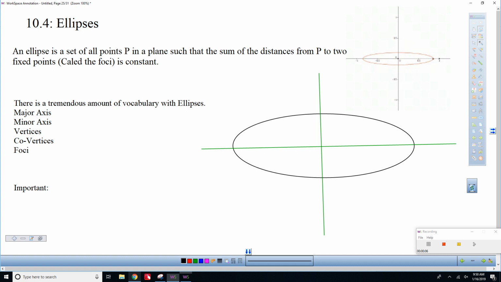So here we go. There's a lot to this. A lot of it is vocabulary. An ellipse is defined as the set of all points such that the sum of the distances from two fixed points is constant. What the heck does that mean? Well, in here somewhere would be the foci.